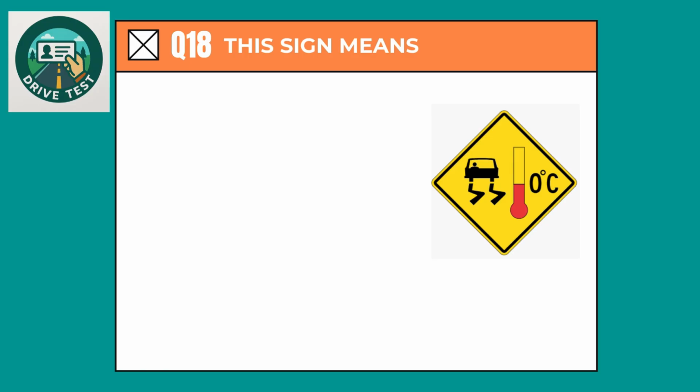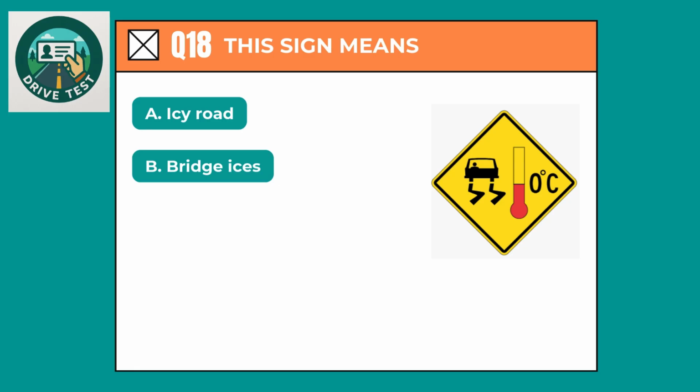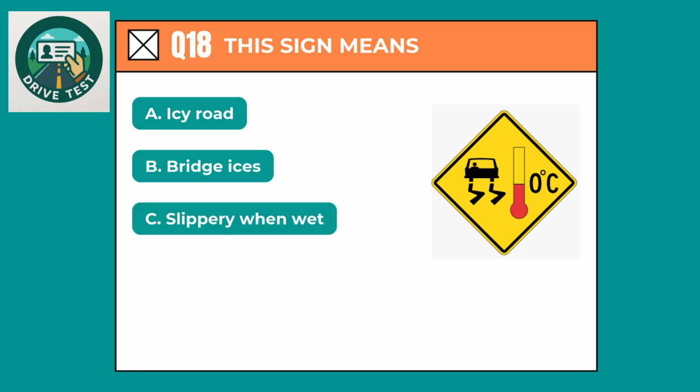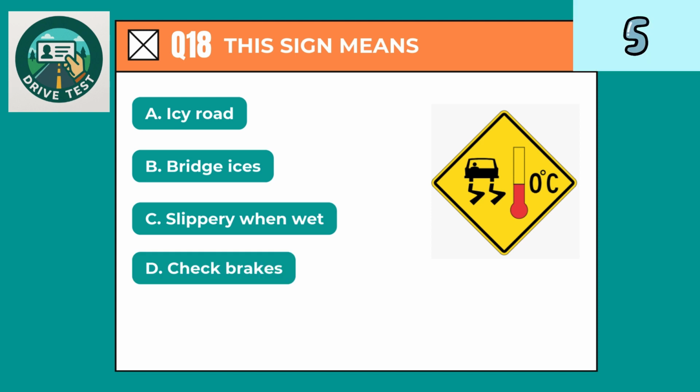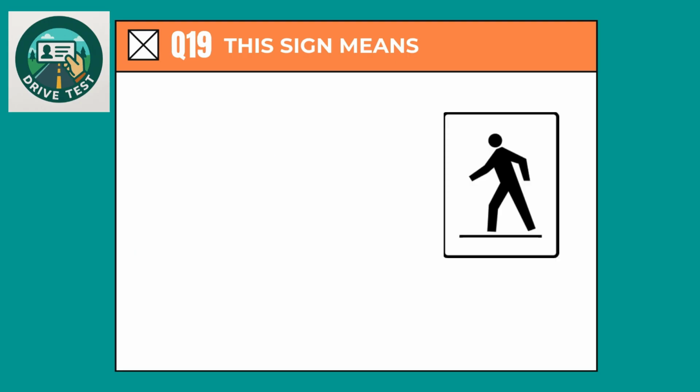Question 18. This sign means: A. Icy road. B. Bridge ices. C. Slippery when wet. D. Check brakes. The correct answer is B. Bridge ices. Bridges freeze first. Slow down.